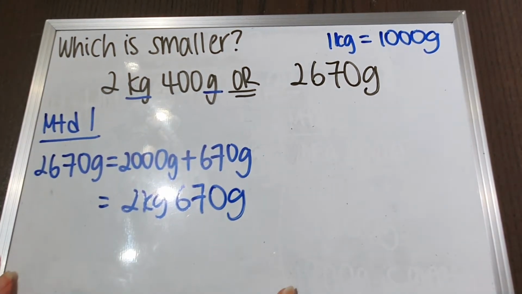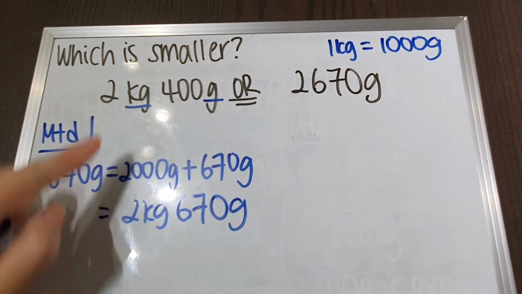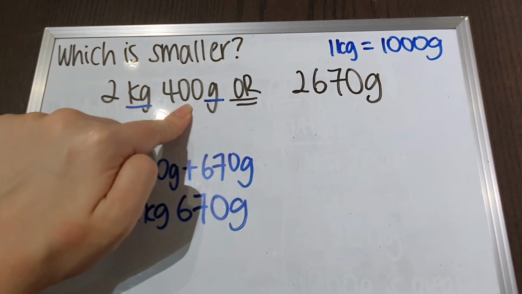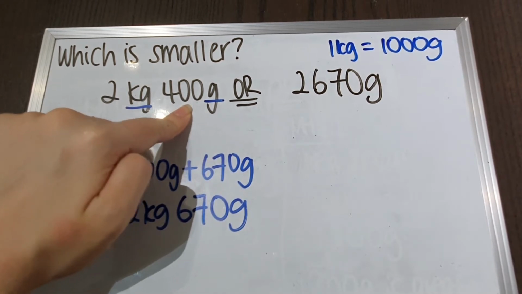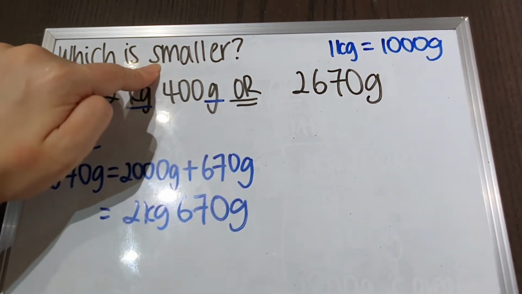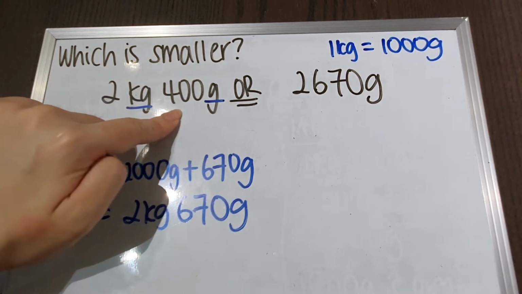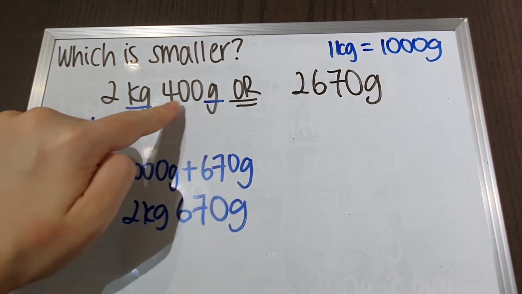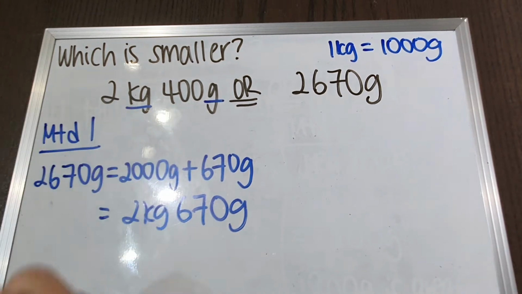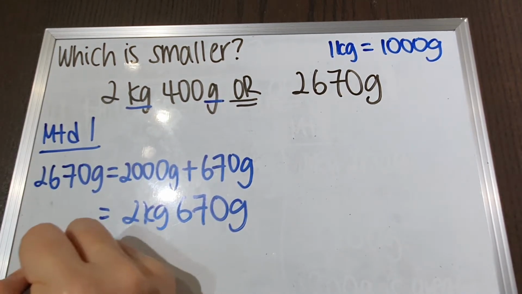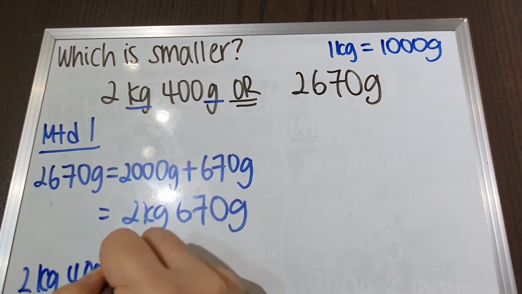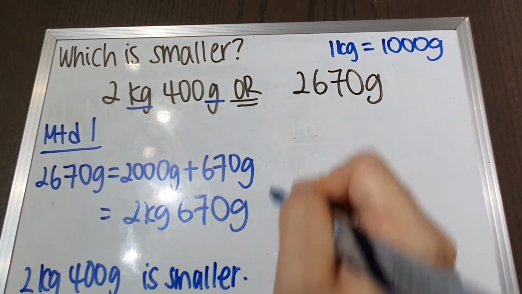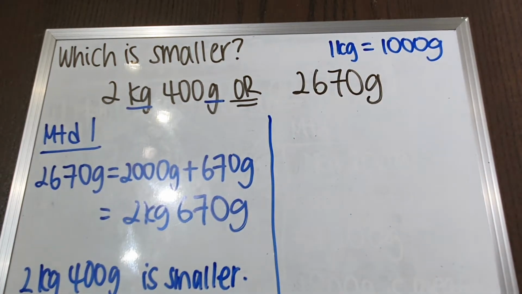So if you compare this with this, we have 2 kg here and 2 kg here, so we look at the grams to see which is greater or which is smaller. And since the question is asking which one is smaller, we look for the smaller one. So 400 grams and 670 grams, you should be able to tell me that 400 grams is smaller. So we know that 2 kg 400 grams is smaller. Okay, this is method 1.